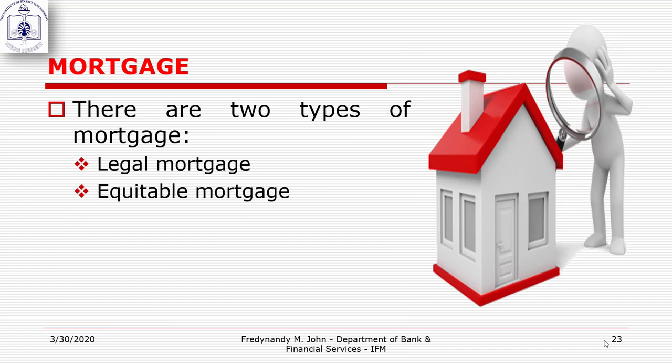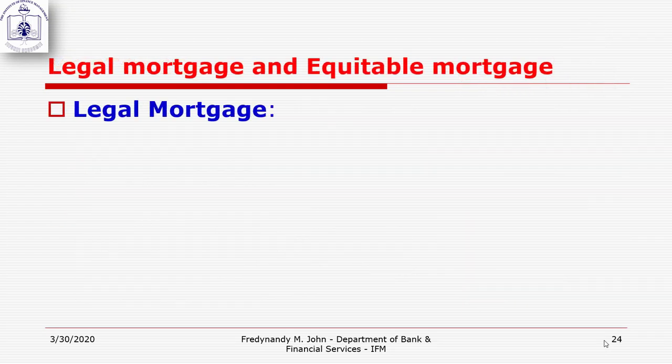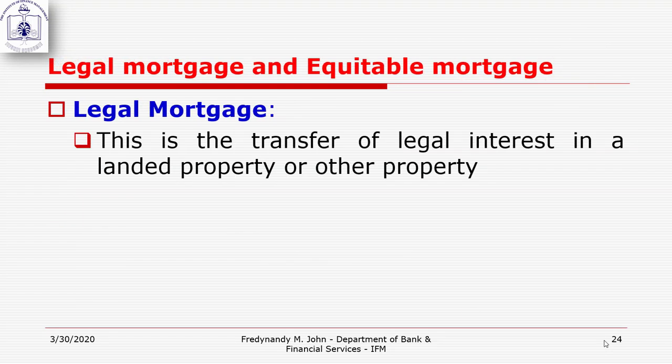Now, there are two types of mortgage. Number one, a legal mortgage, and number two, an equitable mortgage. These are two distinct types of mortgages, and we're going to discuss them very soon. Now, let's start with the legal mortgage.